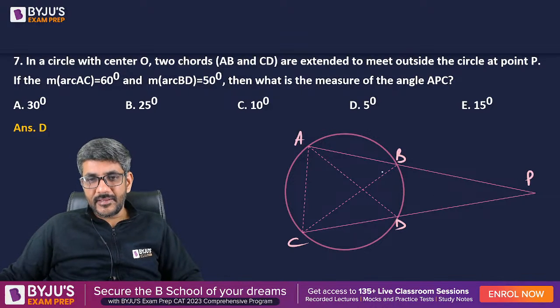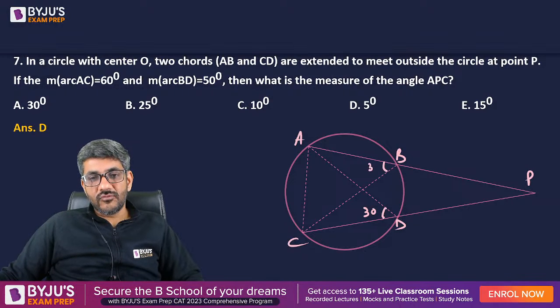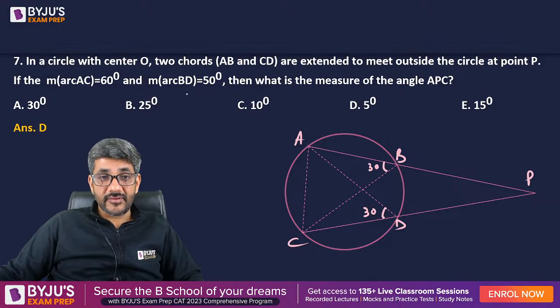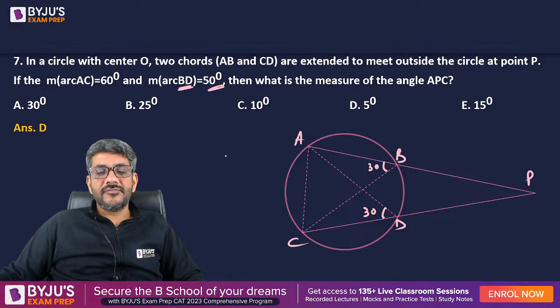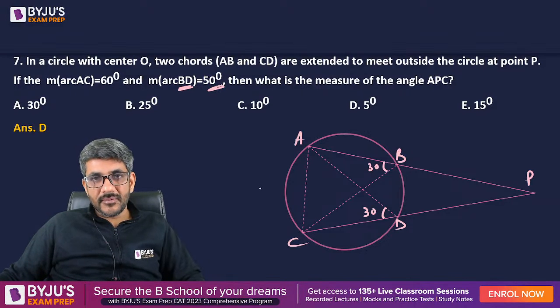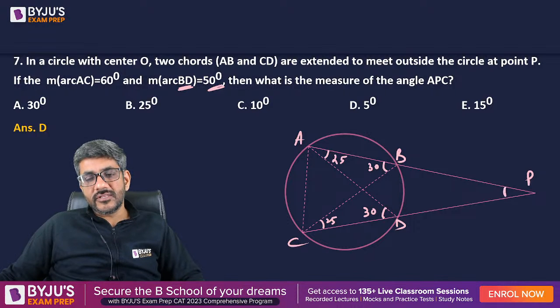So A, B, C, D, P. I'm saying this angle would be equal to 30 degrees as well as this angle would be 30 degrees. Exactly the same way, measure of arc BD is 50 degrees. तो BD 50 डिग्री का एंगल बनाती है सेंटर पे. So on the circumference it is going to make half of 50, that is 25. तो यहां भी 25, यहां भी 25. Question is asking for this angle.